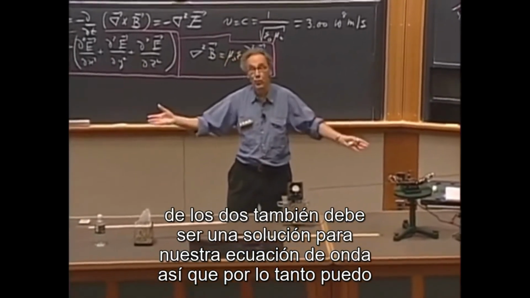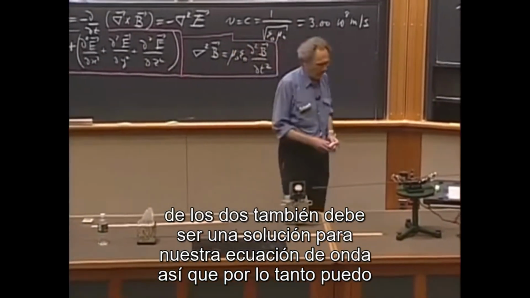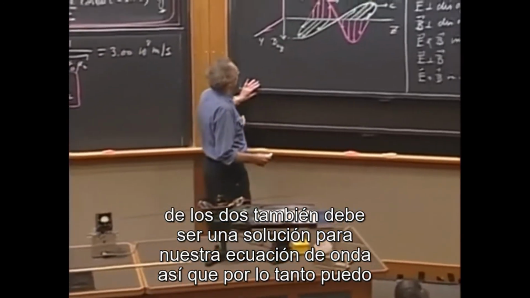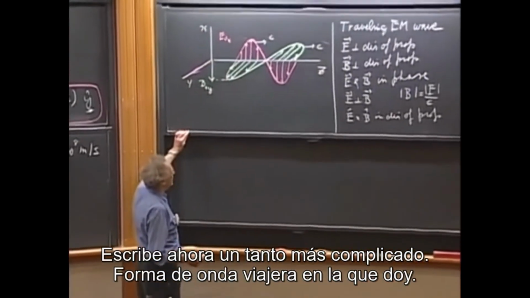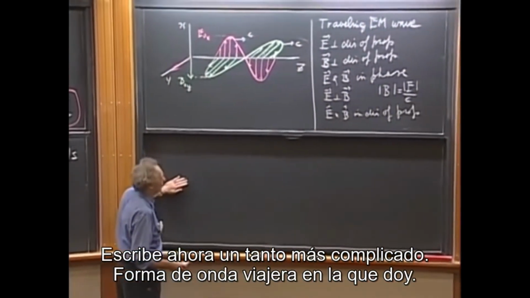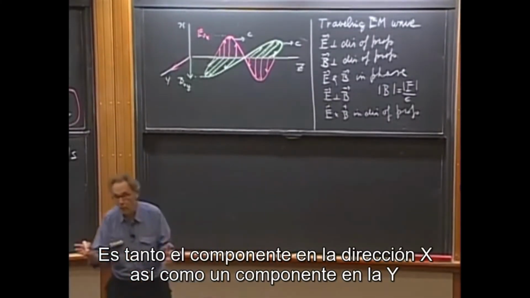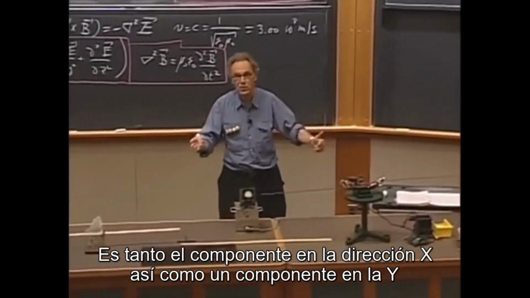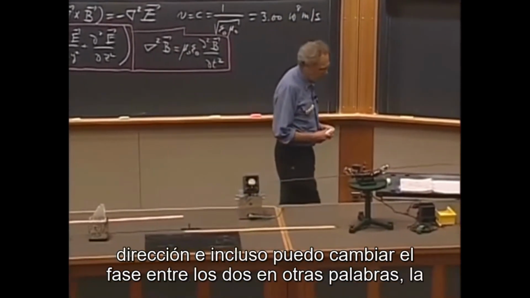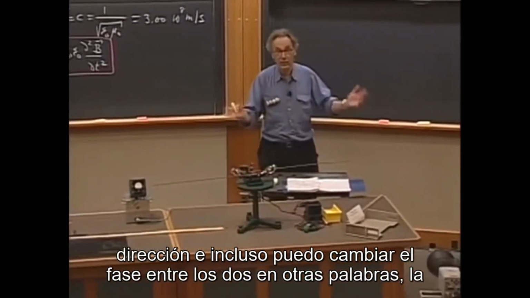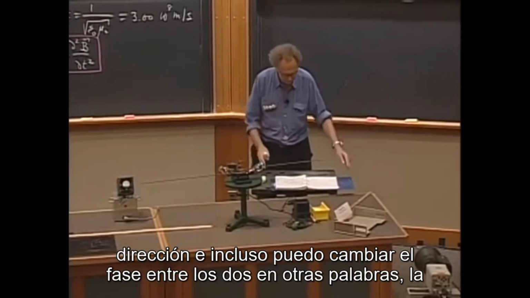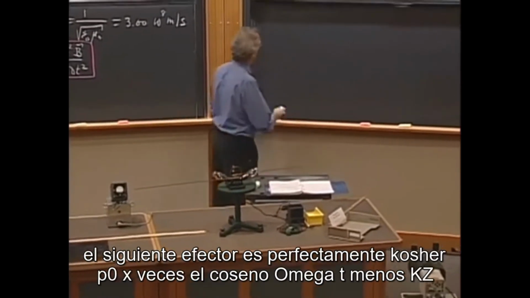And so the sum of the two, or any linear combination of the two, should also be a solution to our wave equation. So therefore, I can write now a somewhat more complicated form for a traveling wave, in which I give it both a component in the x direction as well as a component in the y direction, and I can even change the phase between the two.